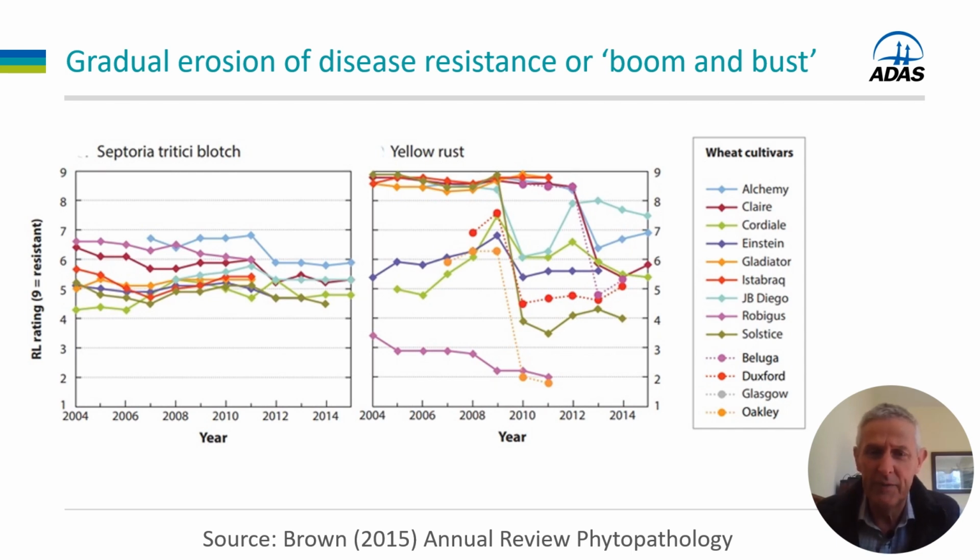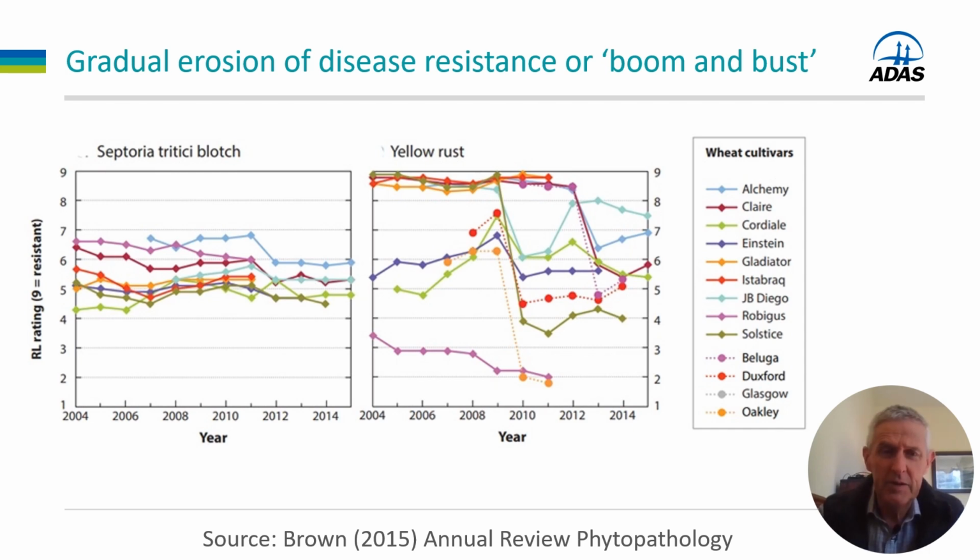On the right hand side, in contrast, we see that for yellow rust quite often the resistance is coded for by a major gene, and we can see a couple of examples here in this timeline, for example between 2009 and 2010 and around 2012, where a new yellow rust race has come along which is virulent and able to overcome the resistance of the varieties that contain that gene, causing a very sudden loss of effectiveness.